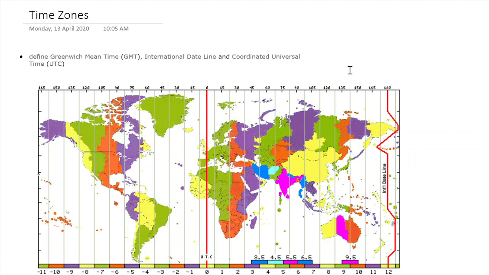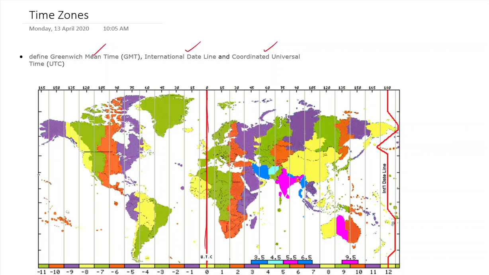Okay, so this video is about time zones, and the first stop point is to define what Greenwich Mean Time is, what the International Dateline is, and Coordinated Universal Time, or UTC. First of all, Greenwich Mean Time is where all other time zones are referenced from. So here it is. The prime meridian, as you know, runs through Greenwich in London, and then all the other time zones around the world are based from that.